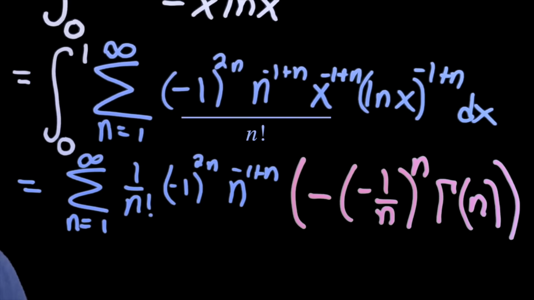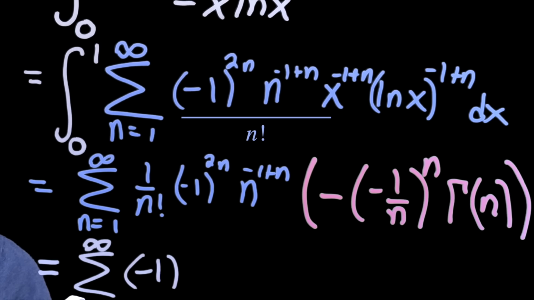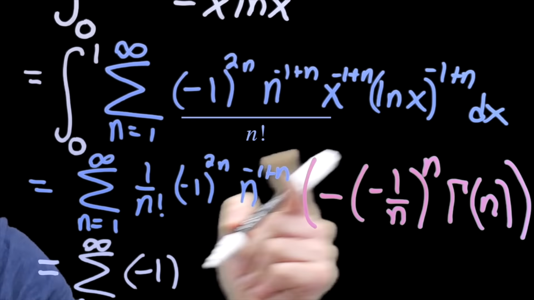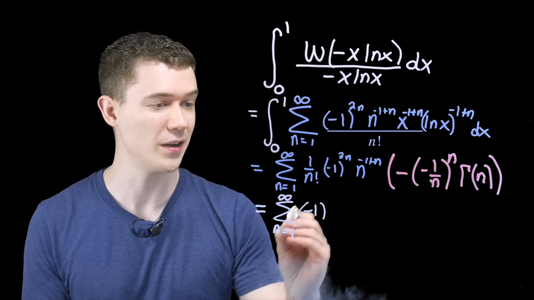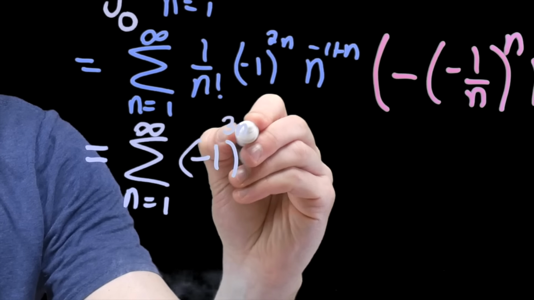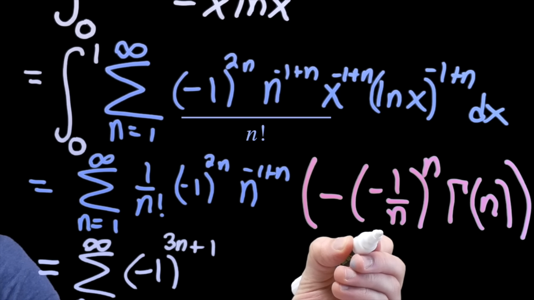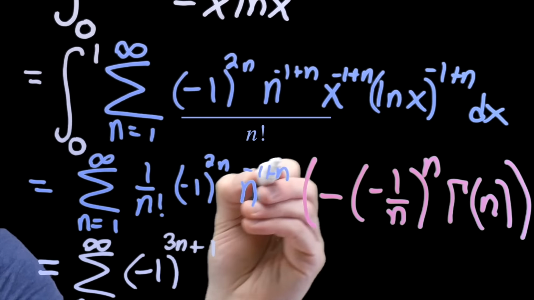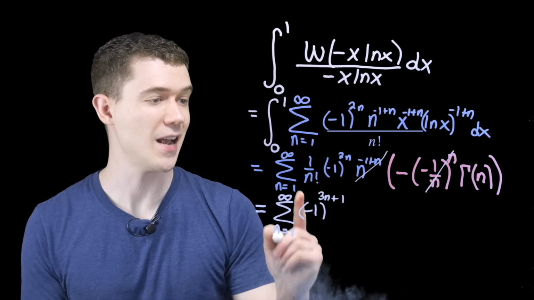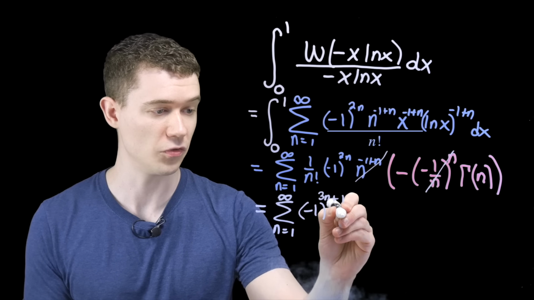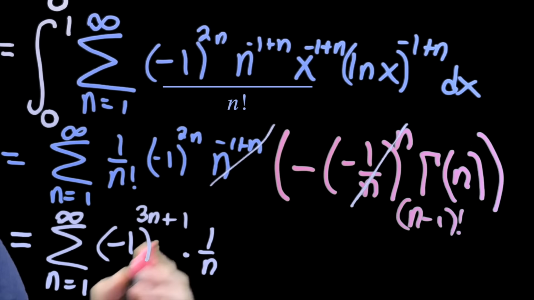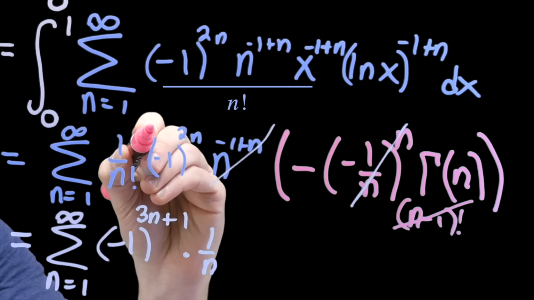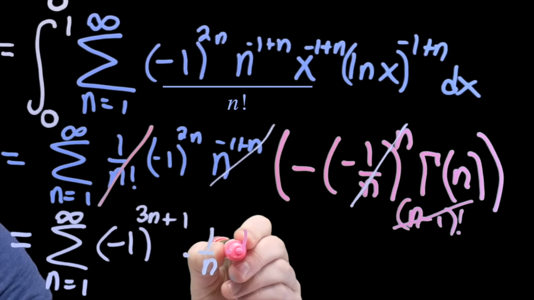How many negative ones do we have? We have 2 to the n, we've got a minus 1 to another n, that's 3 n's, and an extra negative would make an extra 1. So this negative 1 is to the power of 3n plus 1. This 1 over n to the n would cancel with this n to the n, and we'd have an extra 1 over n left over. Gamma of n is equal to n minus 1 factorial, and so the n minus 1 factorial over the n factorial is another 1 over n.